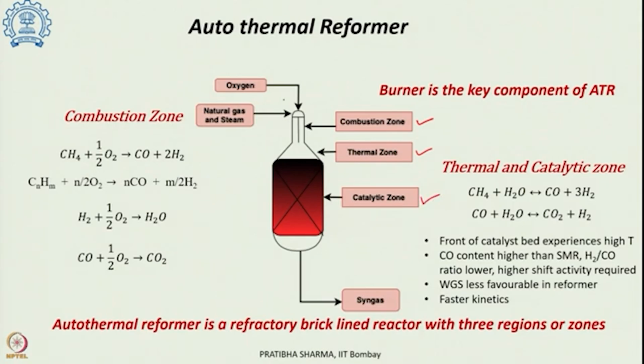The fed oxygen as well as natural gas and steam are fed into the burner region, and this is the key component of the autothermal reformer, and it serves several purposes. The burner provides proper mixing of the reactants and oxidant. It also provides uniform temperature, so it results in uniformity in the temperature across the region. It also, if there is uniform mixing, will reduce the soot formation.